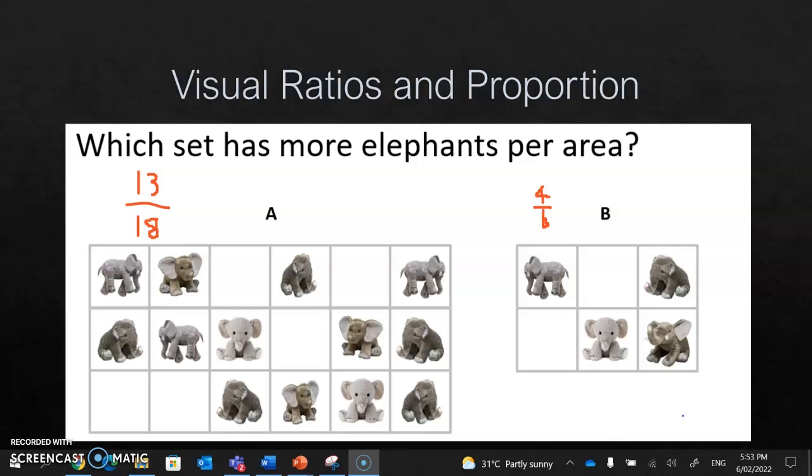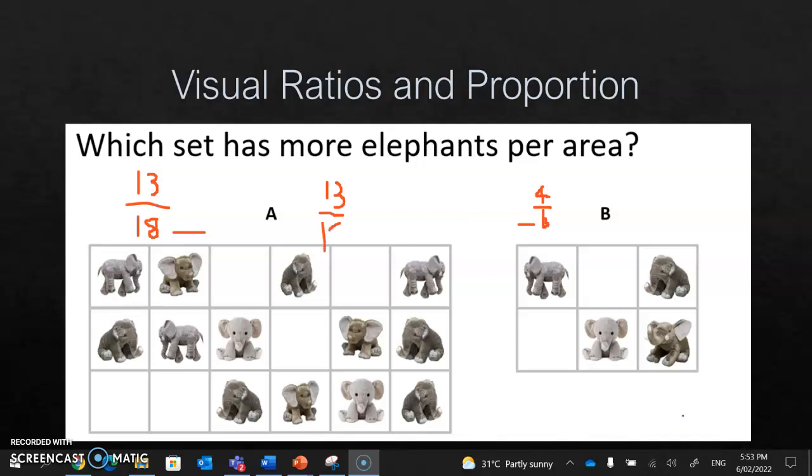How do we compare these fractions? They're both over a different denominator. Hopefully you're all saying to yourself, we need to make sure we pop this fraction and this fraction over a common denominator. So by finding a common denominator, we can work through and have a look. What's a number that 6 and 18 go into? Well, both of them go into 18. So we don't need to do anything to this fraction here. So for set A, 13 out of the 18 have elephants in.